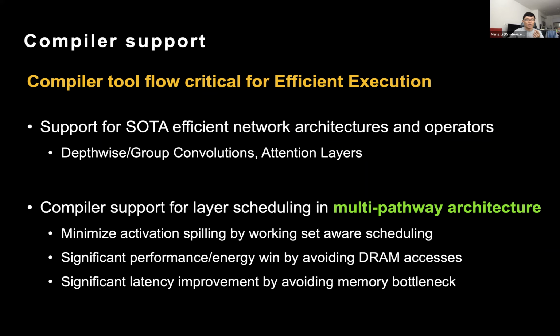Compiler support for layer scheduling in multi-pass architectures, for example, the slow-fast network that we mentioned previously, is also quite important. It can help us to minimize the activation spilling and also achieve significant performance and energy wins by avoiding the DRAM access. Also, by avoiding the memory bottleneck, the latency can be improved accordingly. In fact, in our real experiments, we show that we can achieve almost 3x latency reduction for large video understanding models just by optimizing the layer scheduling for a CNN accelerator.